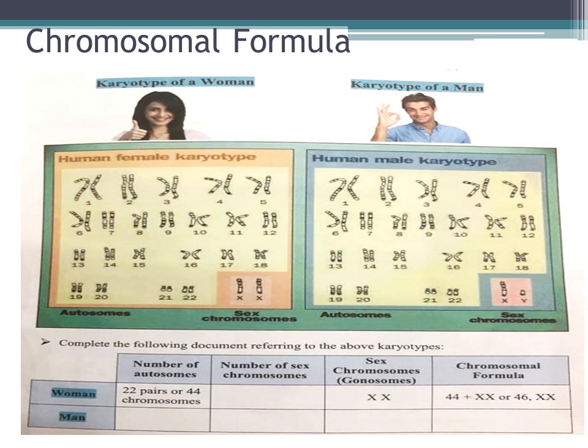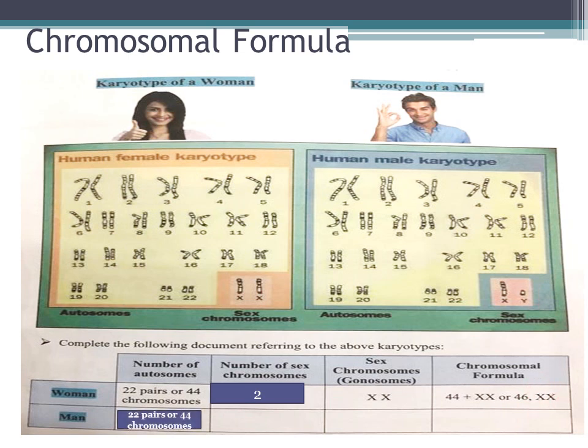Let's start with the woman. The number of autosomes in this female is 22 pairs or 44 chromosomes. The number of sex chromosomes is 2. The sex chromosomes are XX. So the chromosomal formula will be written as the total number of autosomes plus XX, which are the gonosomes, or the total number of all chromosomes, which is 46, comma, XX.